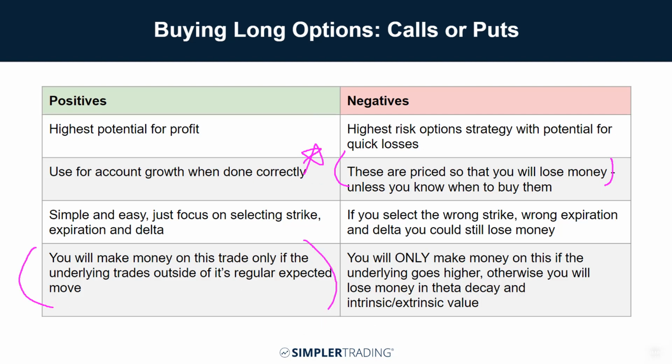So the thing about buying long calls or puts that is really important to understand is that you are going to make money on this trade only if the underlying trades outside of its regular expected move. Okay, so just in a normal situation, if the market's moving in normal ranges, nothing interesting about it, the option is not going to make money. The way that long options make money is if the market has a greater than expected move.